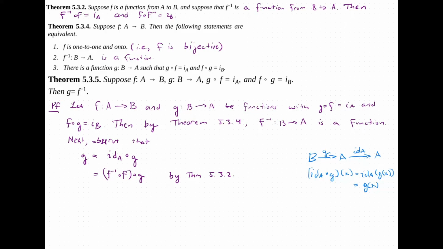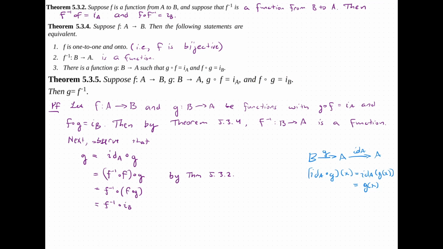But now notice that f inverse compose f, then g, by associativity, is the same as f inverse compose parentheses f compose g. And this allows us to use the assumption that f compose g is the identity on B. And so now we have f inverse compose the identity on B.